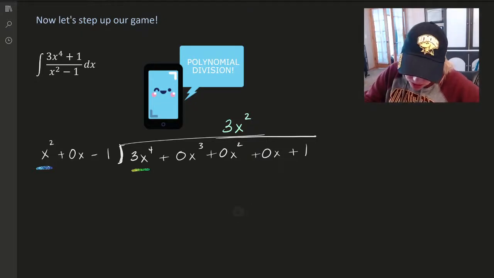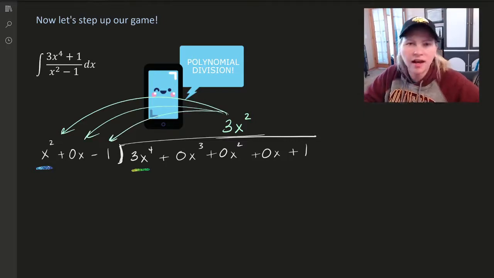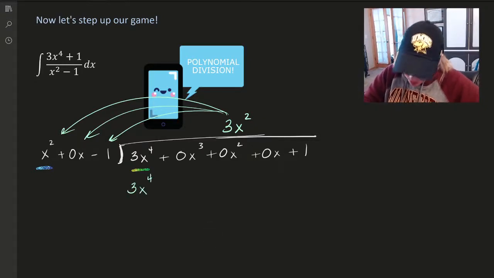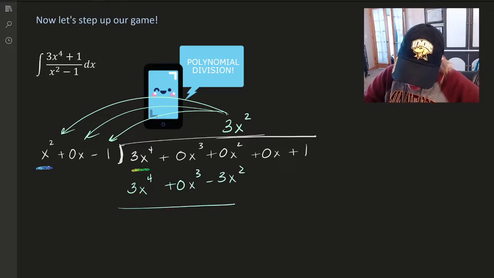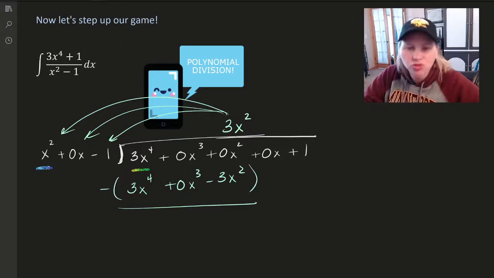So then what I do is I take this 3x squared, and I multiply it by each of the terms in that side divisor. And when I do that and put them under here, I'm going to line them all up. So I get 3x to the 4th. I want these to be the same, plus 0x cubed minus 3. Then what I'm going to do is subtract that result from the 3 terms above.